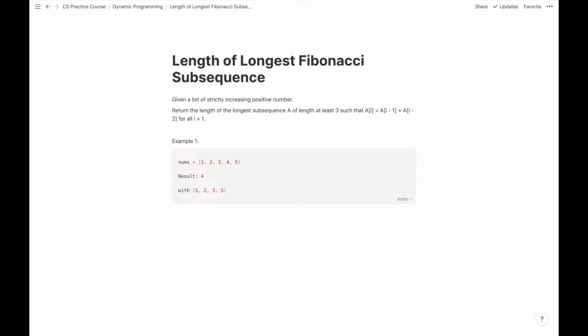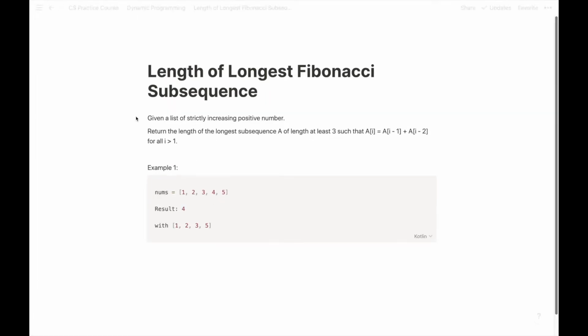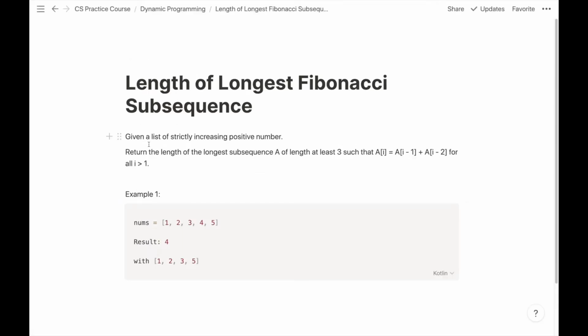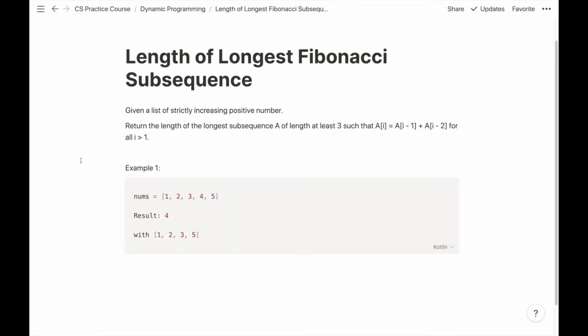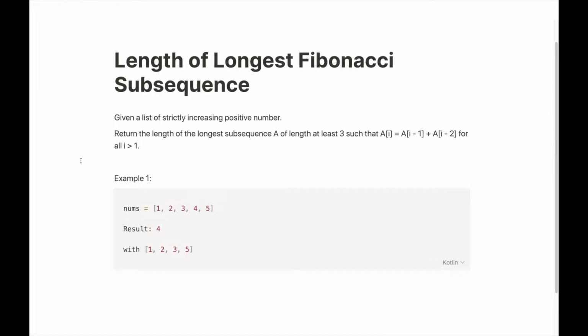Hello, so today we are going to take a look at this problem called length of longest Fibonacci sequence. The problem says that we get a list of positive numbers, and we want to return the length of the longest subsequence of that array that has length at least 3, and that satisfies the property that A[i] equals A[i-1] plus A[i-2]. So similar to the Fibonacci sequence, the sum of the first two numbers is equal to the next number.